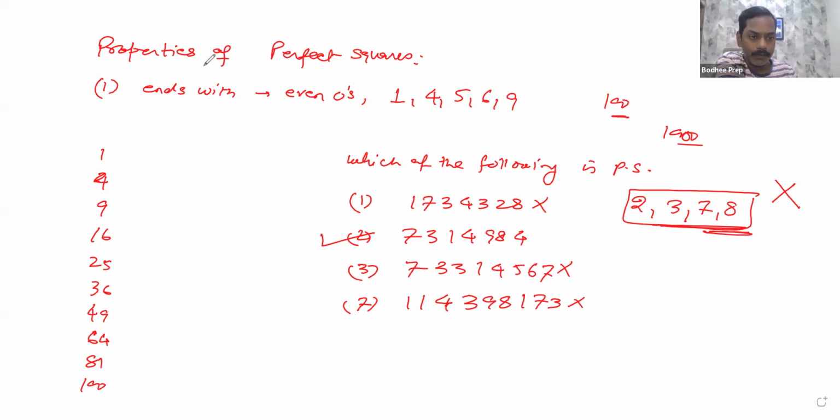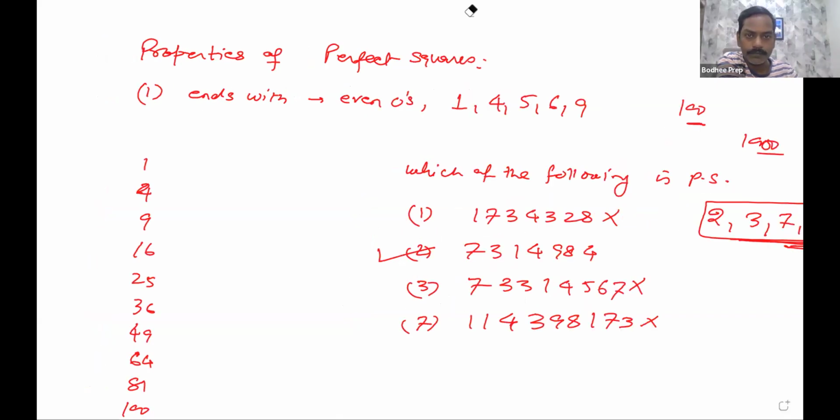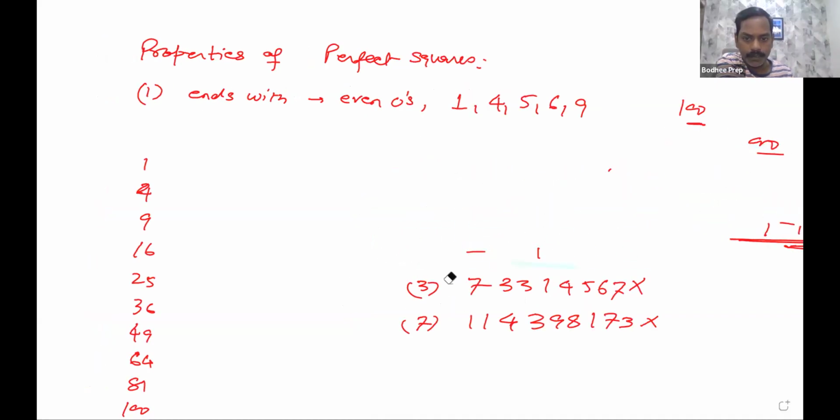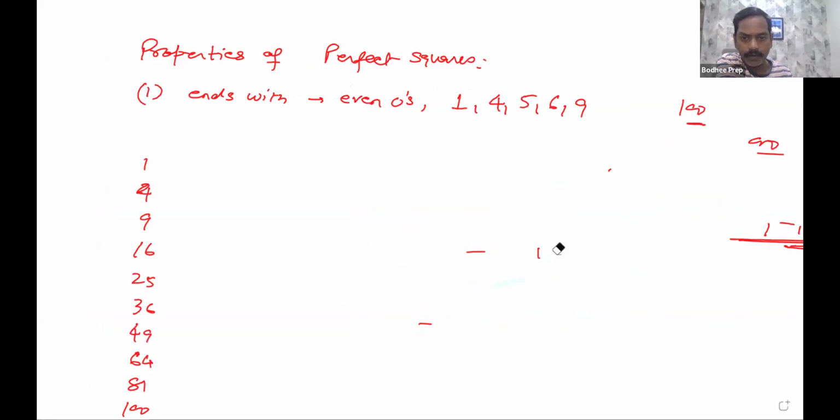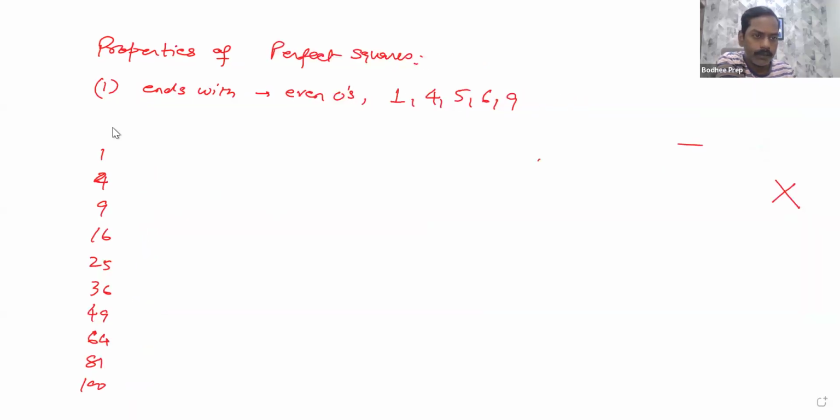Okay, what is the next property? This is the first property. The next property is that the digital sum of a perfect square is always 1, 4, 7, or 9. So first of all, let us understand what the digital sum is. In fact, let me just retain this. I might be needing it. Second is digital sum.